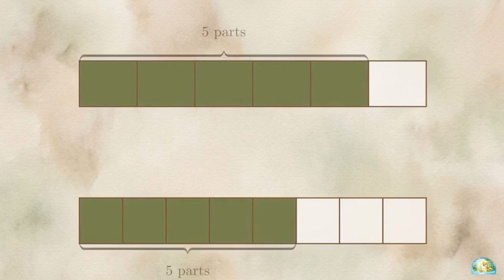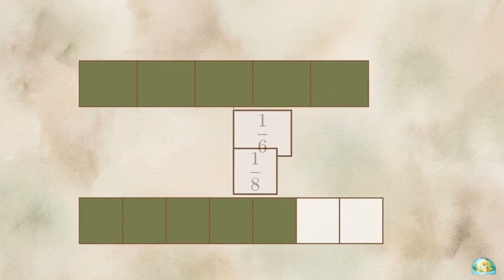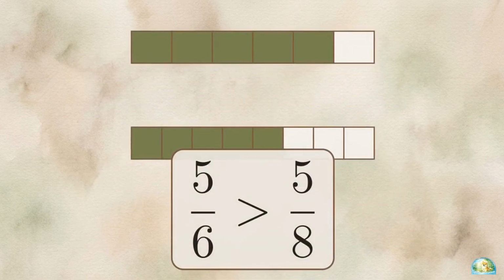At the same numerator rill, matching environmental bars are shaded to 5/6 and 5/8. Both count exactly 5 parts. Notice the cell widths. 6ths are larger parts than 8ths of the same whole. 5 larger parts is more. 5/6 is greater than 5/8.